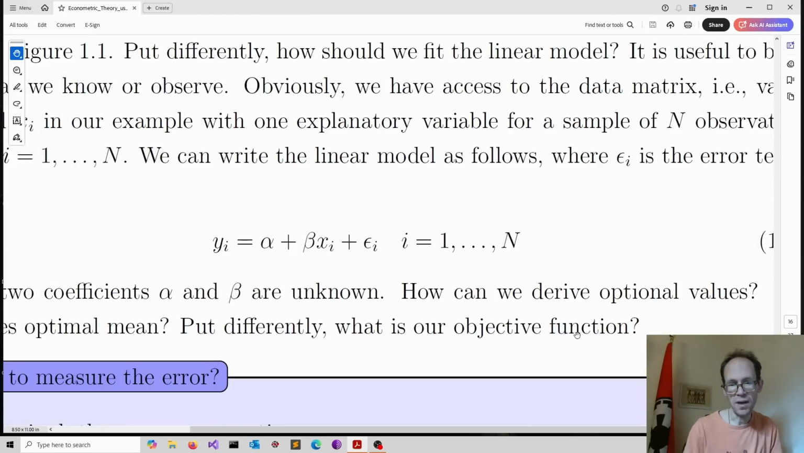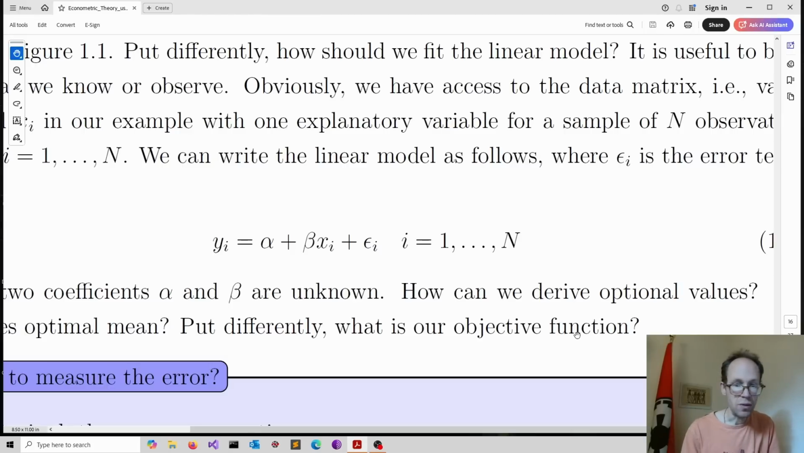How can we derive optimal values? And what does optimal mean in this context? Put differently, what is our objective function? What do we try to accomplish? Fundamentally, we have to ask ourselves, how do we quantify the error? And there are many different options.